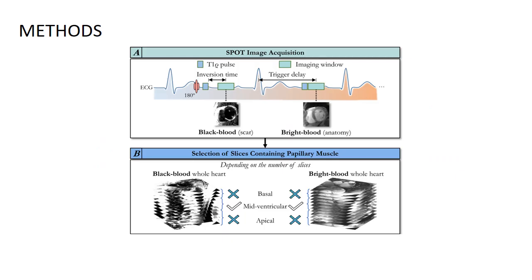So the automated detection starts with the acquisition of the SPOT images. So as I said, black blood and bright blood images are acquired on each heartbeat. And when this is done, slices go through a slice selection module where basal and apical slices are excluded in order to focus where the papillary muscles are located anatomically, so in the mid-ventricular ones.